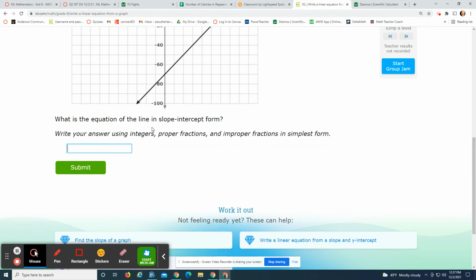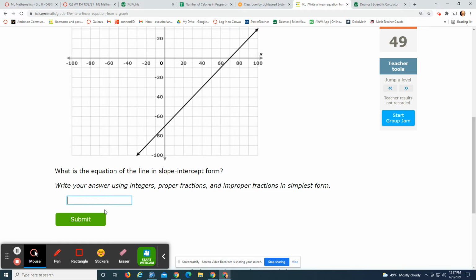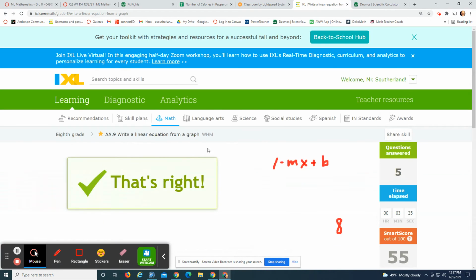The rest of them should be done the same way. Hopefully you'll get to the point where you could do it like this. Y equals, we can see that the slope is rise 1, run 1, so 1 over 1x, and then we can see that the y-intercept is right here at -70. Go ahead and click submit.